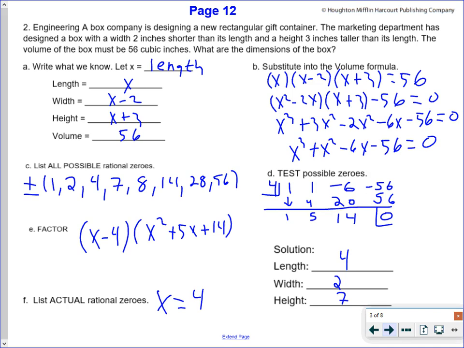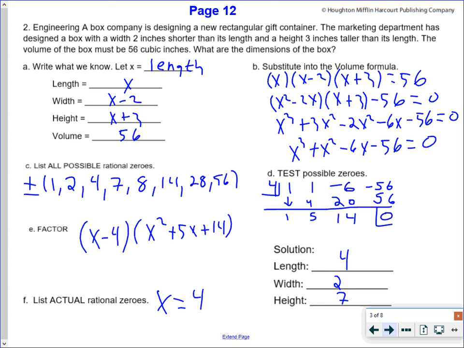All right. So here's number 2. For number 2, we need our x to be equal to the length, and that's because everything's being told in terms of the length. So we're just going to let x equal length. It makes it the easiest. Next, our length is going to be x. Our width is going to be x minus 2, since the width is 2 inches shorter than the length. And the height is x plus 3, since the height is 3 inches longer than the length.